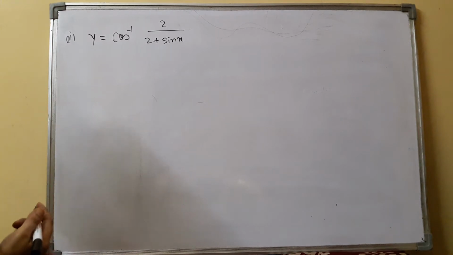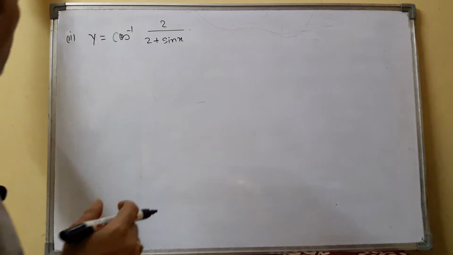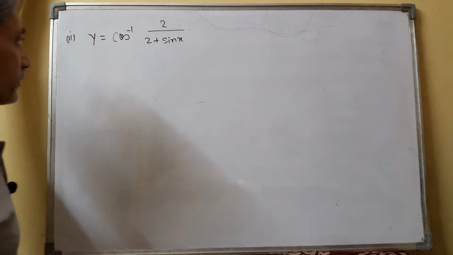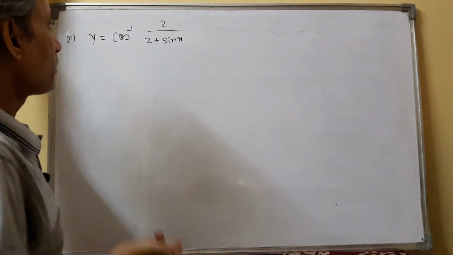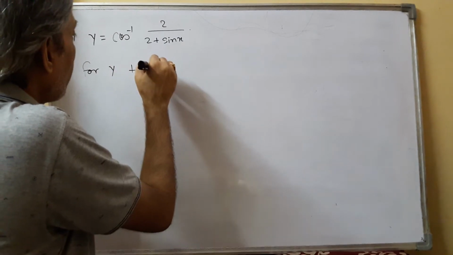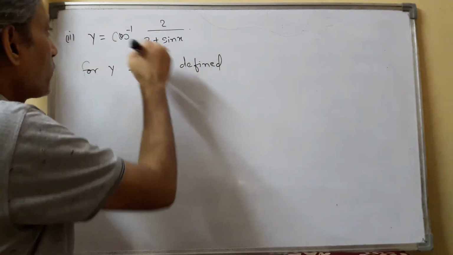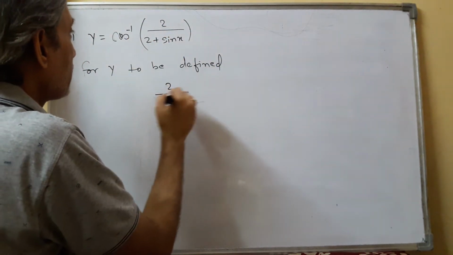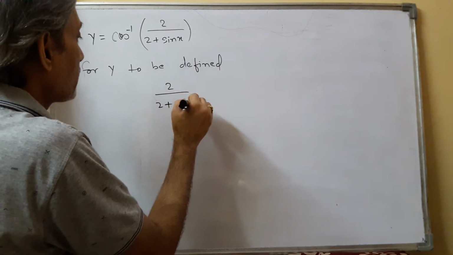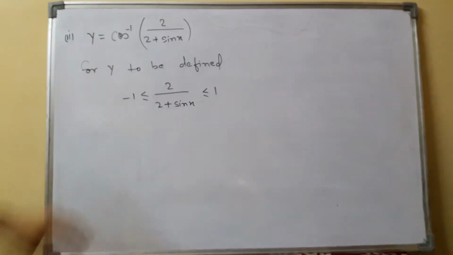Now the second question we are going to solve. It is again based on the inverse function, cos inverse of this. Find the domain. So how to find the domain? Again the same condition we have. For y to be defined, cos inverse of something, this thing, 2 upon 2 plus sin x, it should lie in between minus 1 and 1. This is the condition.